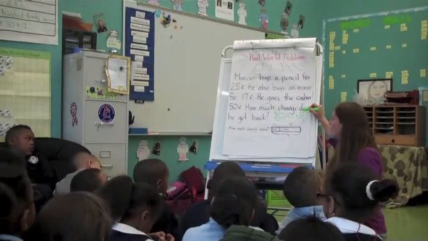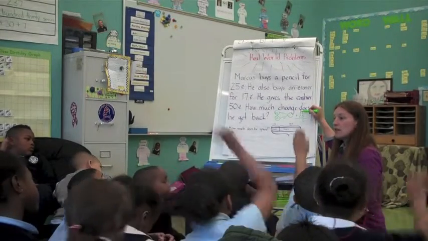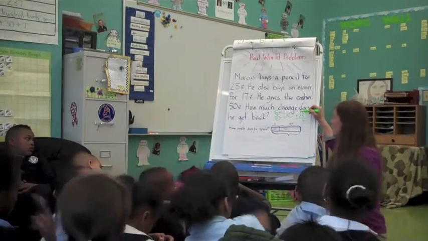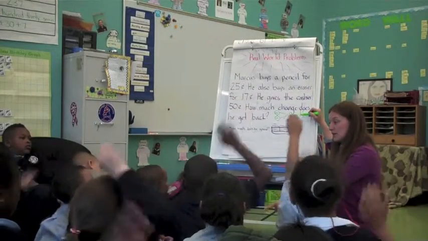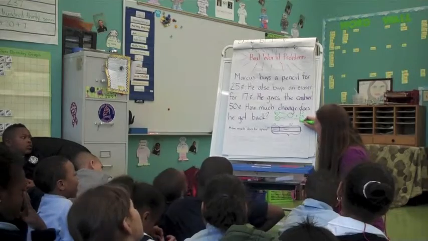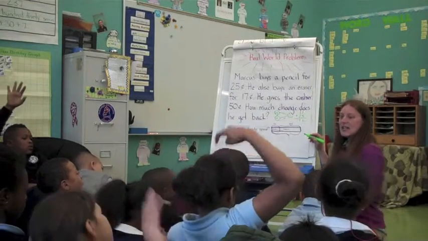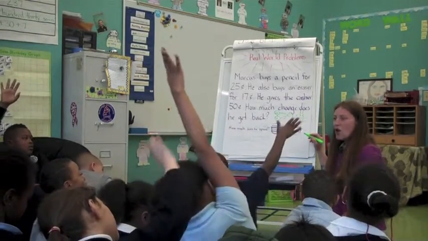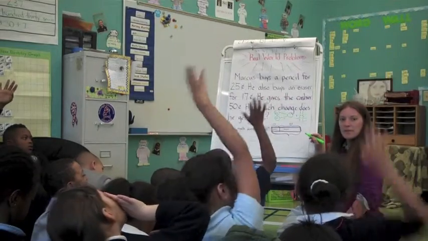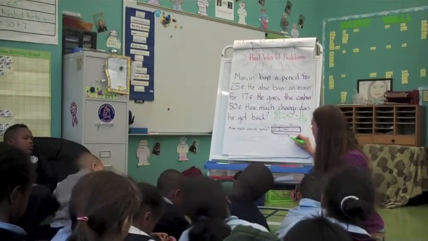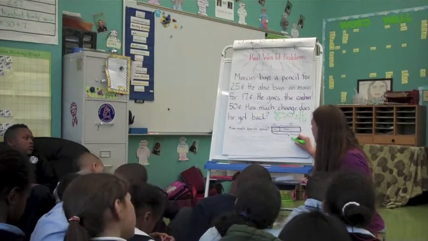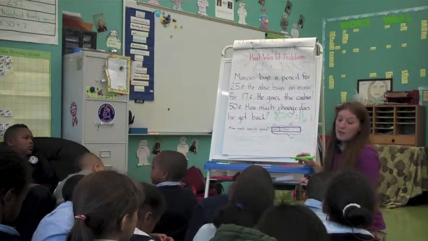Okay, so now I have 1 plus 1 is 2, and 2 plus 2 is 4. How much money did Marcus spend altogether? 42 cents. He spent 42 cents. Okay? So that's how much he spent.